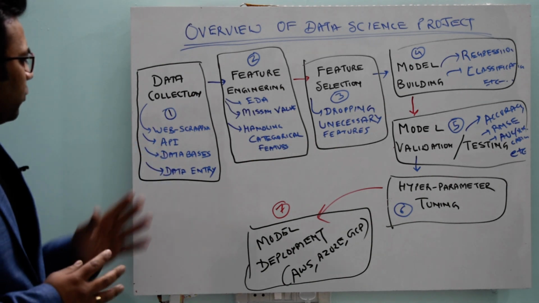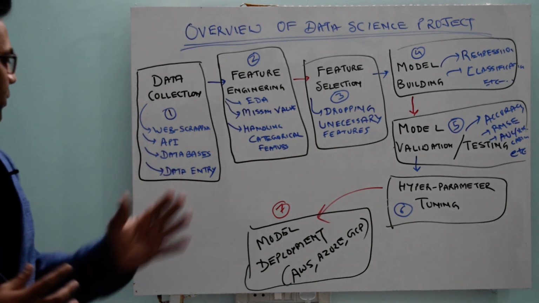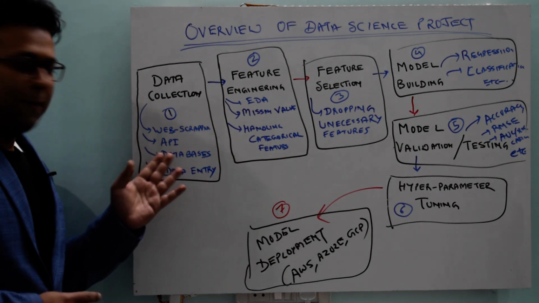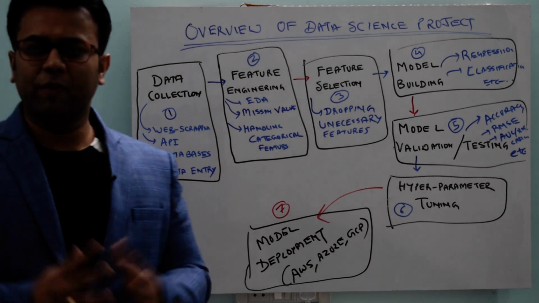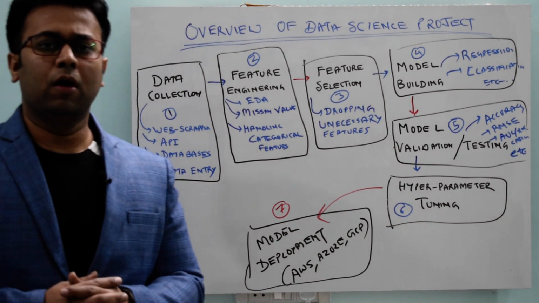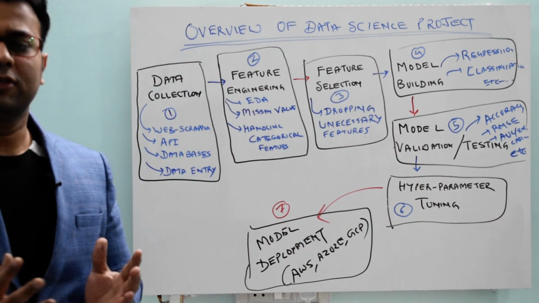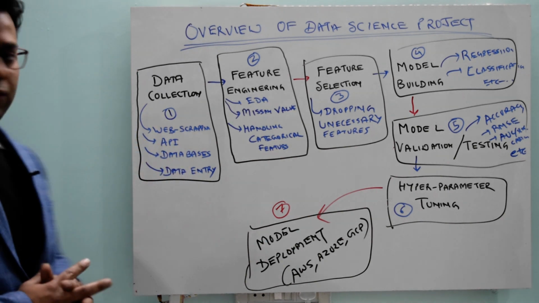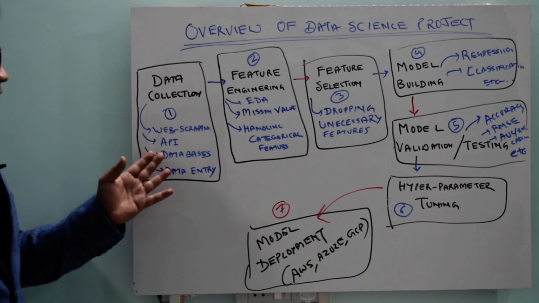We can collect the data from various sources. We can use web scraping if we want to collect the data. We can use APIs. There are many types of API available. For example, if you want to get tweets from Twitter, then you can use the Twitter API. The third one is the database.